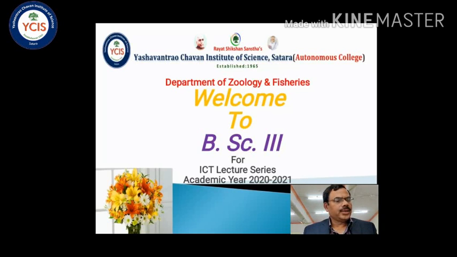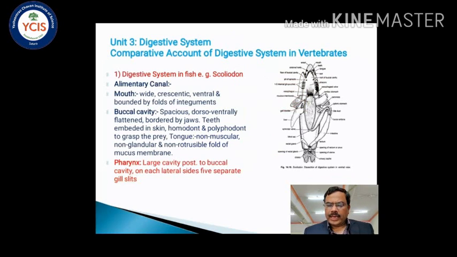In the first ICT lecture, we learned the embryonic development of the digestive system and the role of the mesoderm in the further development of the digestive system, that is, the alimentary canal as well as the digestive gland. In this ICT lecture, we are going ahead to learn more about the digestive system in fishes and amphibia. Now let us consider the digestive system in fish. The example we are going to consider is Scoliodon.